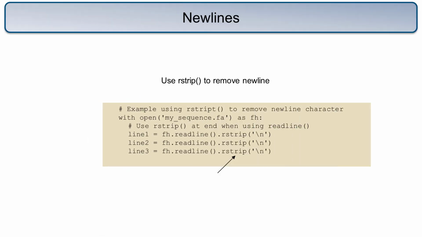In this example, we use the readline method to read 3 lines from the file. For each of these 3 statements, readline returns a string, and hence, rstrip can be used directly in combination with readline and \n as an argument to the method.